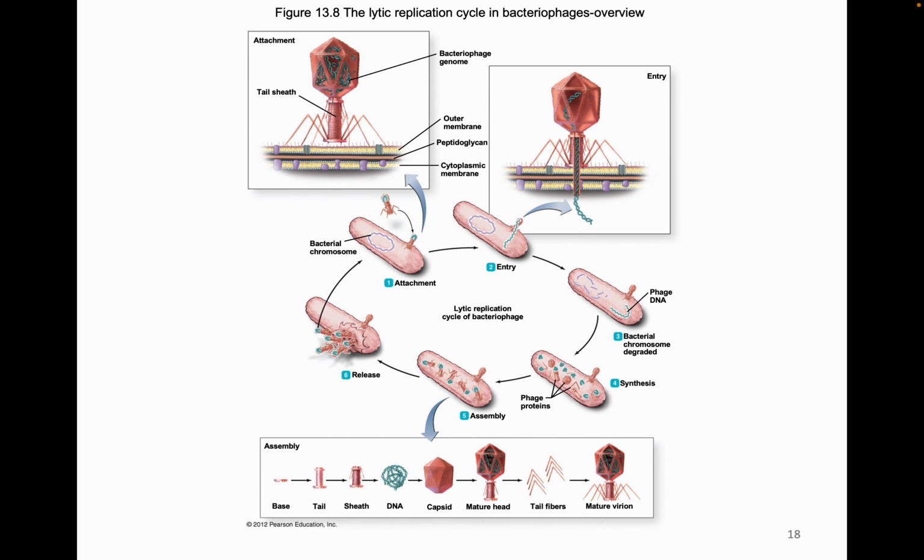The lytic replication. So here's another example with pictures. So we have first attachment on the outside of the cell. The genome of the virus enters the cell. The phage DNA is in the cell and the bacterial chromosome becomes degraded. The host cell synthesizes new viral particles. They're assembled and then they're ready to be released by the cell as they burst through the cell membrane, destroying the host cell.